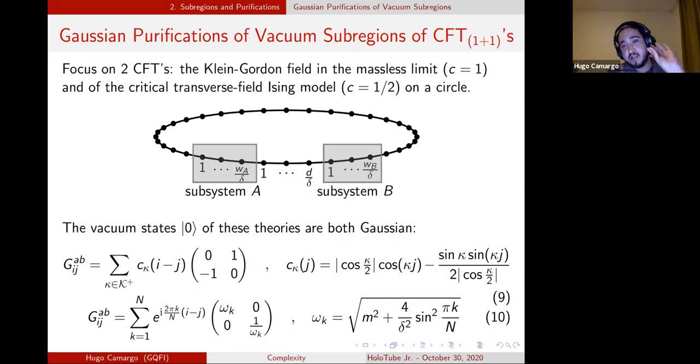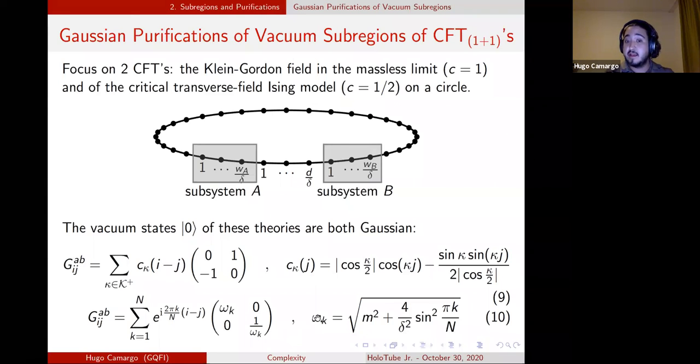But what's interesting is that we can take the ground state or the vacuum state of these two theories, which is a Gaussian state, and we can take subregions of this Gaussian state and then consider how complexity of purification behaves for these subsystems. Just to show what these covariance matrices look like, here is the first one, for the critical transverse Ising field model, after doing the whole Jordan-Wigner transformation to bring them into fermionic variables and writing the covariance matrix in terms of Majorana modes. And the second one is the covariance matrix of the Klein-Gordon field.